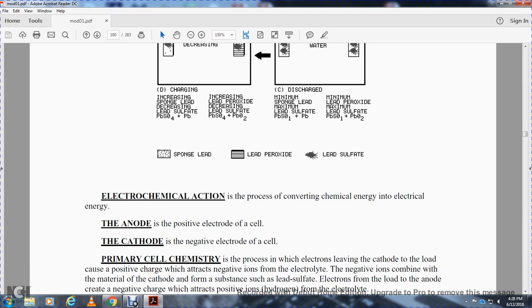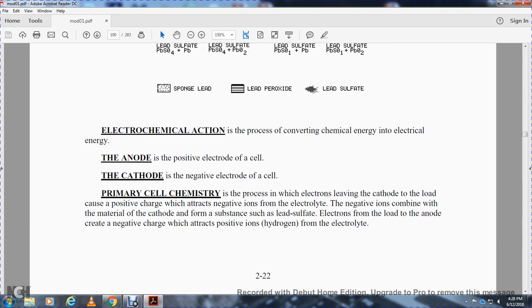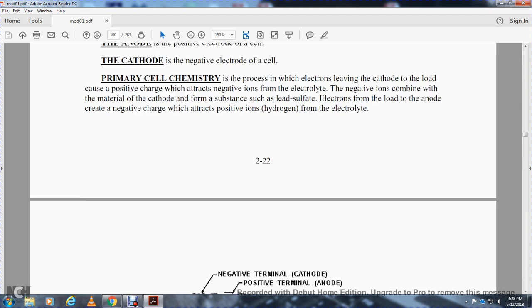Electrochemical action is the process of converting chemical energy into electrical energy. The anode is the positive electrode of the cell, and the cathode is the negative electrode of the cell. In the primary cell chemistry, electrons leave the cathode to the load, the positive charge of the electrical, and negative ions are in the electrolyte. The negative ions combine with the cathode material to form a substance such as lead sulfate. Electrons at the load side of the anode create the negative charge, which attracts the positive ions from the electrolyte.